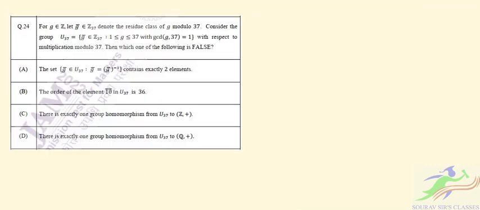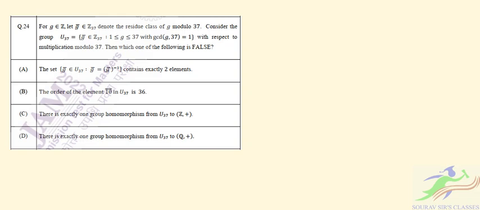Question number 24. Let G belong to the set of integers, and G complement 37, set of integers, denote the residue class G modulo 37. Okay, so consider the group. We have a group with respect to multiplication modulo 37. So we have to find which one of the following is false, right?